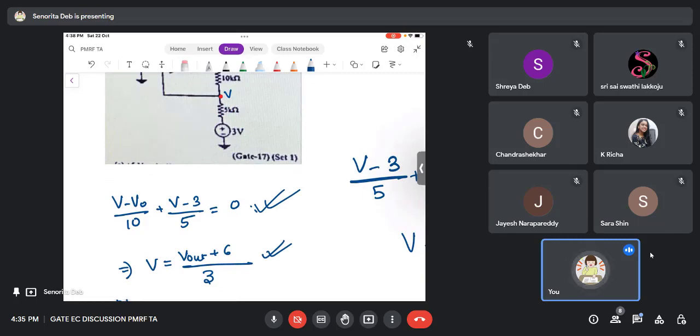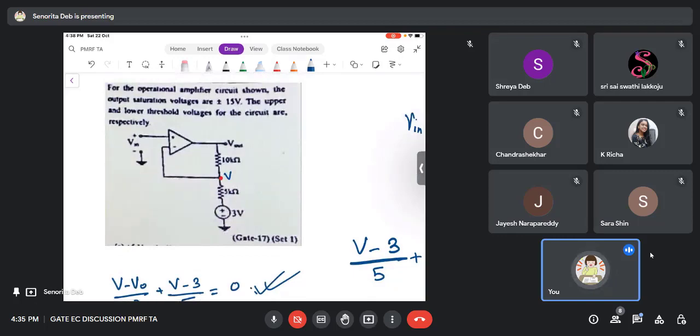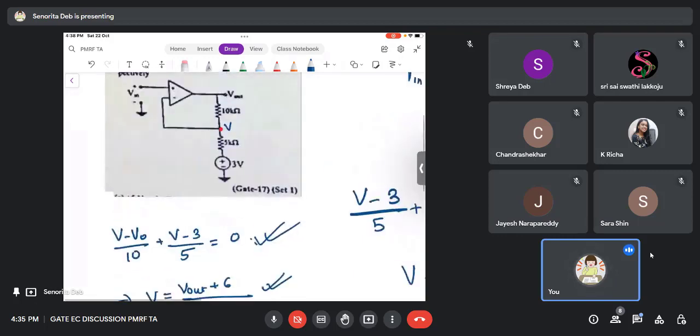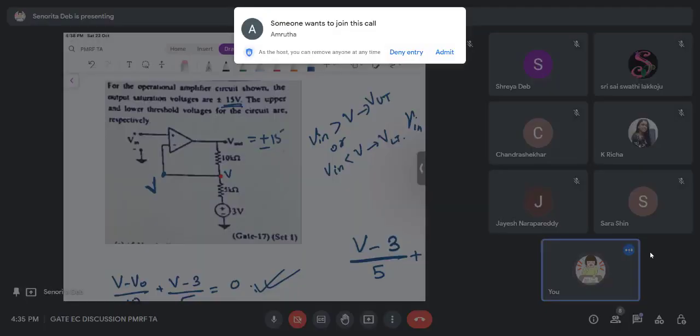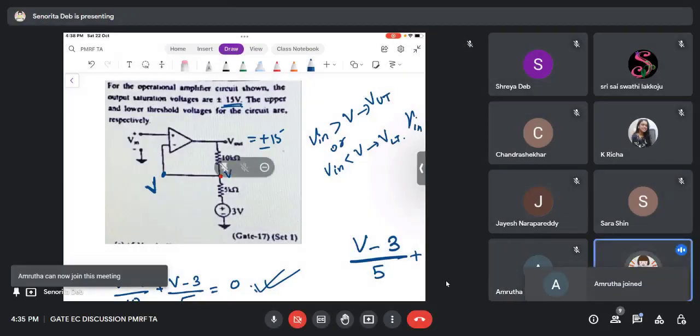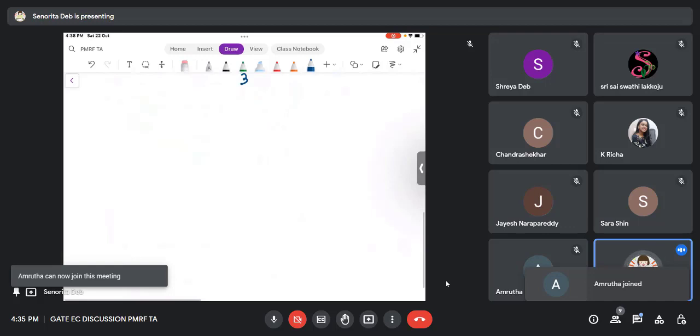Now what they have asked is, tell us what are the upper and lower threshold voltages, right? That means Vin is going to be compared with V. Either Vin is greater than V or Vin is less than V, and that will give you either the upper threshold or the lower threshold. And how we find out is, your output saturation is given as plus minus 15 volts, which is obviously what the output is going to be. Therefore you simply equate it. So V is (Vout plus 6)/3.